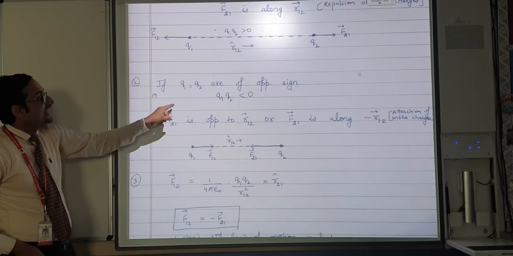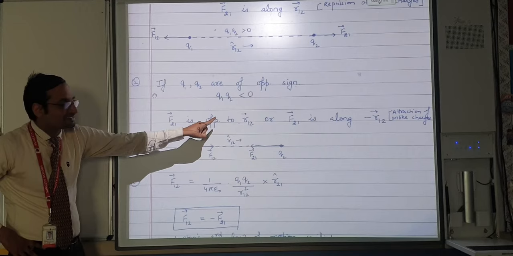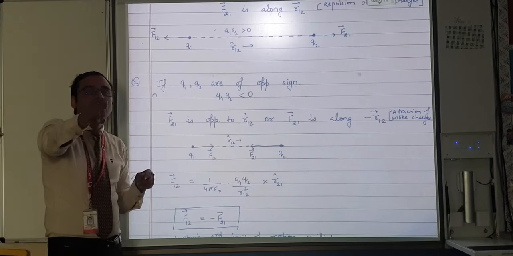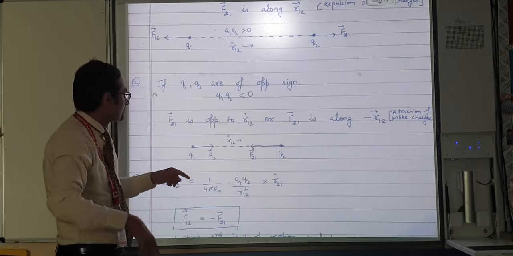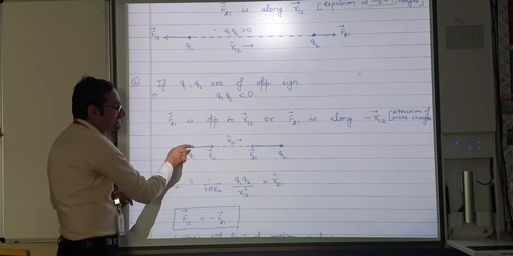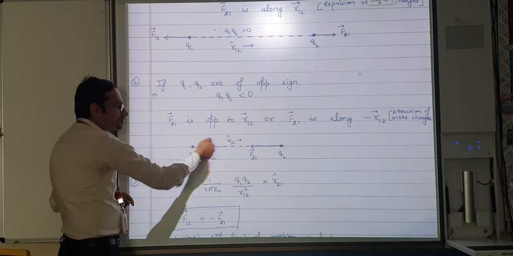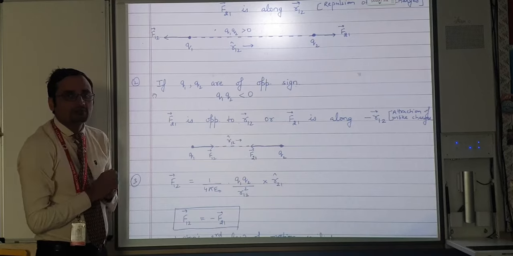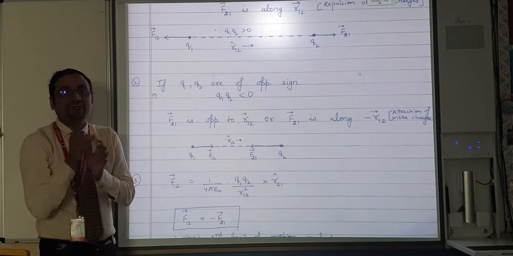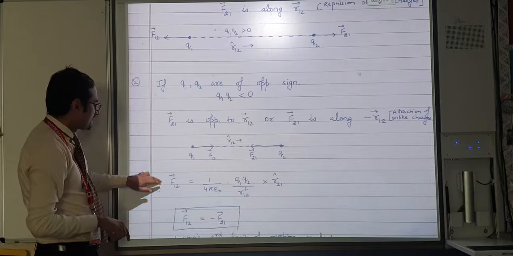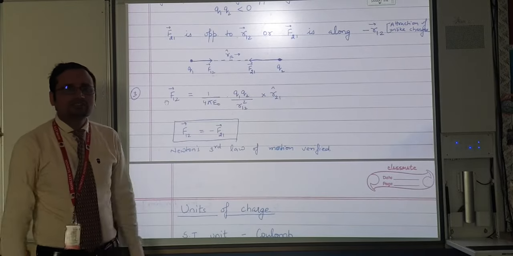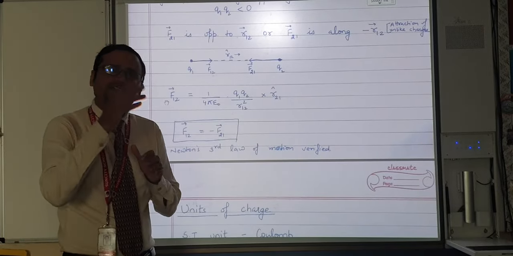Now, if they are of the opposite sign, what is happening? Q1, Q2 product is less than zero. So what is happening? Can you see the direction? Q1 is going towards Q2 and Q2 is moving towards Q1 because the forces are opposite. Force is negative. Okay. So, by the way, this was, let's do Newton's third law.